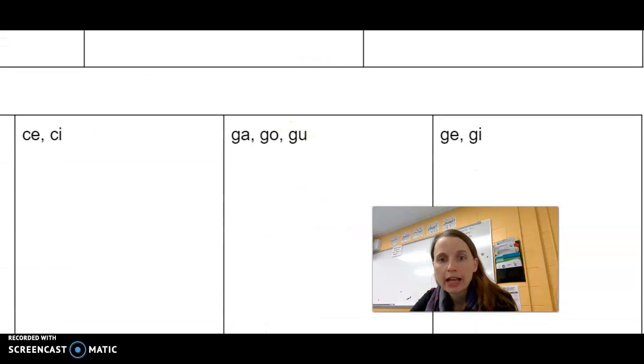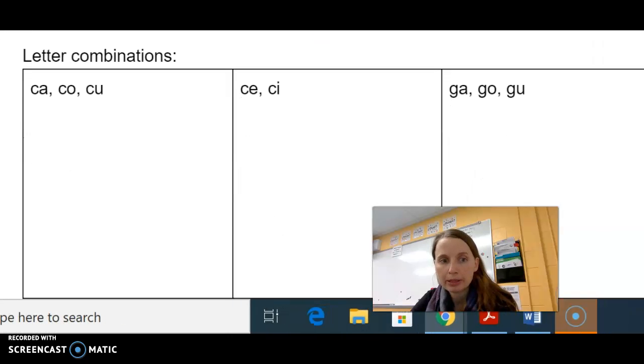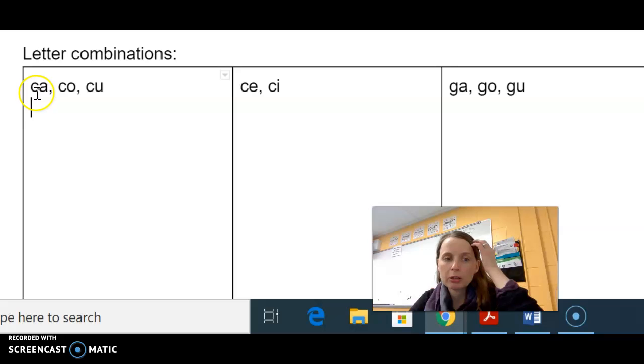All right. And then our last section is letter combinations. Okay, so these letter combinations have to do with the letters that come after, which change how they're pronounced. Okay, so we have ka, ko, ku. Okay, when a C is followed by an a, an o, or a u, it makes a k sound. Okay, ka, ko, ku.